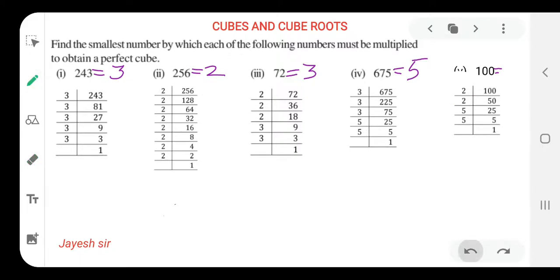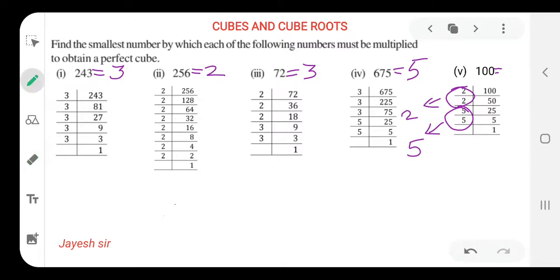What we are seeing here is that the 2 appears twice only. 2 times 2, that means one 2 is missing. Similarly, 5 is also missing one. So it should be multiplied by 2 and multiplied by 5.